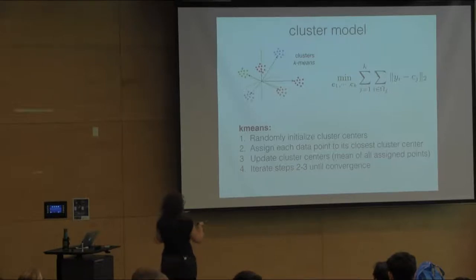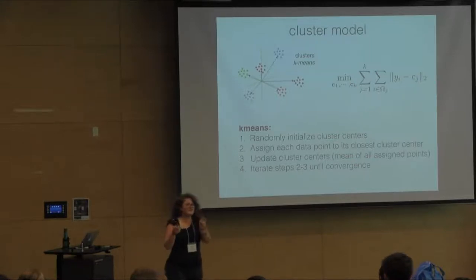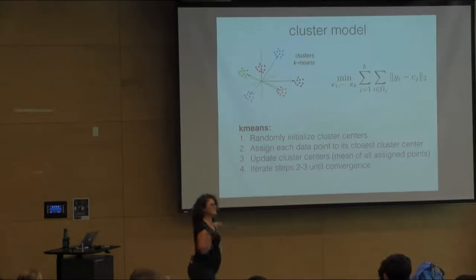I'm going to update the cluster centers based upon the mean of all their assigned points. And then I'm going to iterate steps 2 and 3 until I converge. And converge basically means that as I go forward, I'm not moving where the cluster centers are very much any longer. And so this is called Floyd's algorithm. It also has connections to vector quantization, if that's something that, you know, just a buzzword for people to look at.